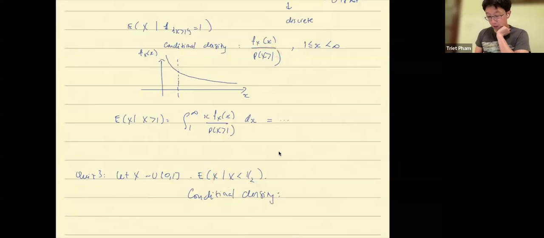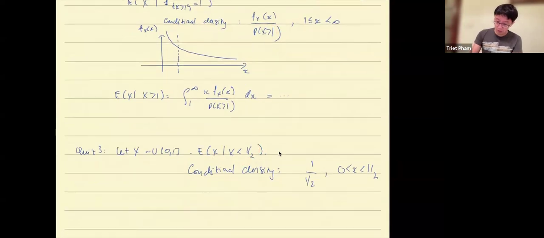This being the uniform, the probability of x less than 1/2 is 1/2. The density is 1. So let me write this: it is 1 over 1/2. But we have the recognition that x is between 0 and 1/2 now, not from 0 to 1, because we are conditioning. So this is actually just 2, for 0 less than x less than 1/2.